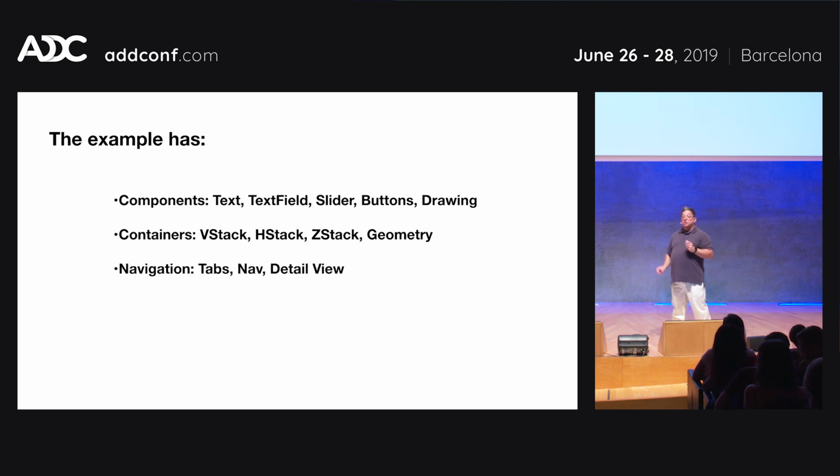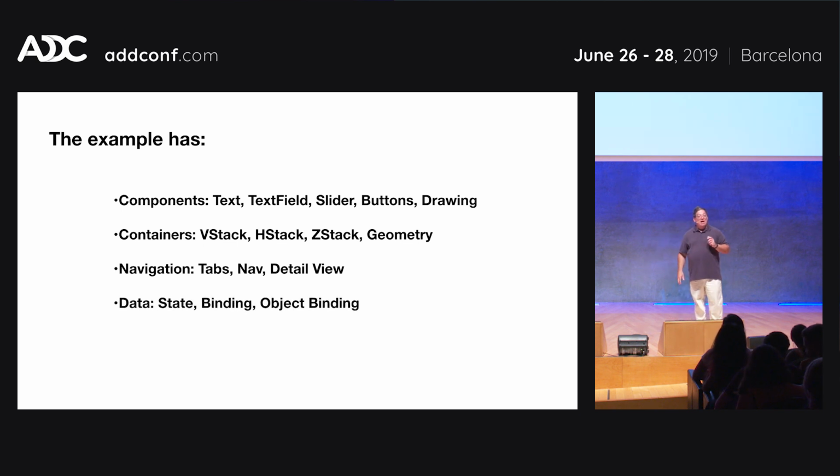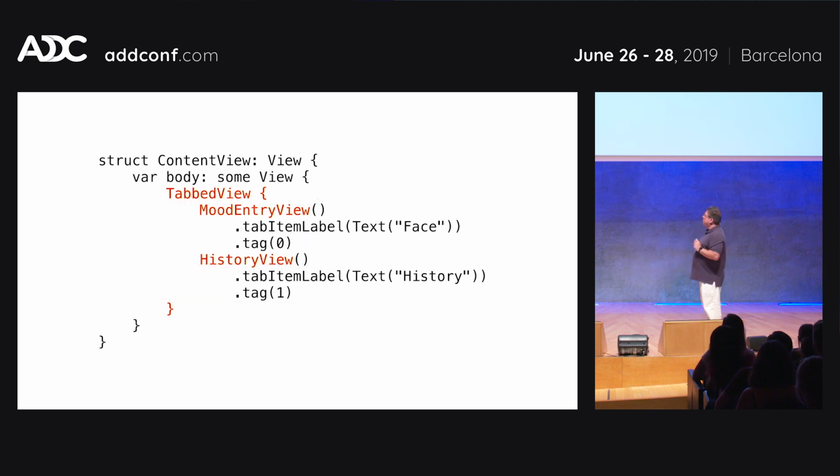I have navigation. There were tabs in it, there were navs, there were detailed views, and finally, I had 3 different versions of state. I had the state you saw before, the binding you saw before, and the last thing we'll do this morning, which is object binding. So at the top level, I see a tabbed view. If you think of it, it was 2 tabs.